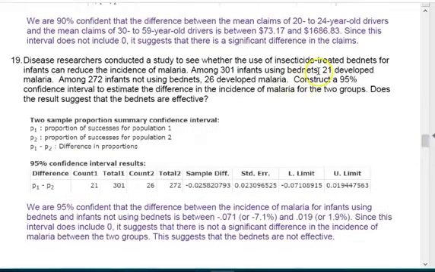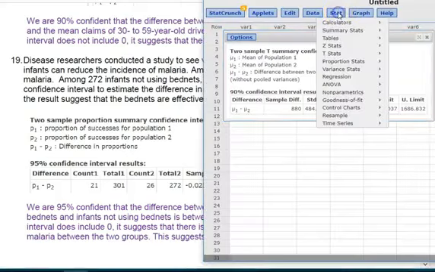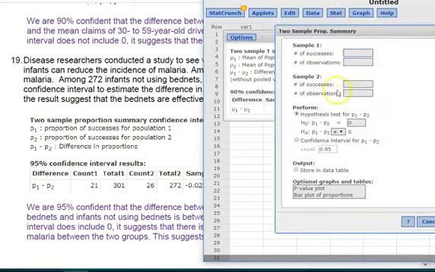this is the information about the infants that use the insecticide-treated bed nets or not. Again, we're doing a confidence interval to estimate the difference in the incidence of malaria for the two groups. The incidence of malaria is a proportion. So we're doing a confidence interval for the difference between the two proportions. In StatCrunch, we're going to use proportion stats to sample with summary, since we have summary data.